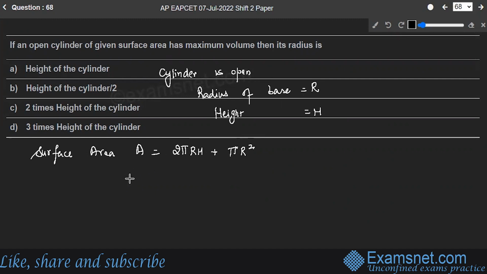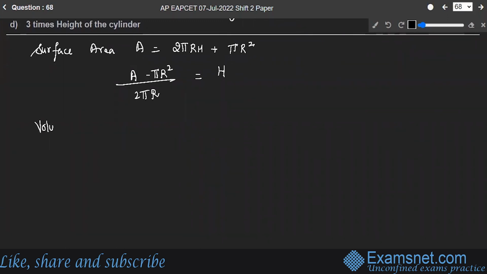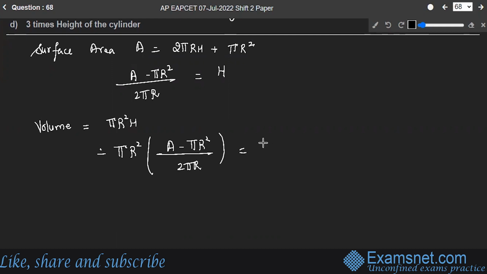So if I'm saying this, A minus pi r square upon 2 pi r is equal to the height. Correct? What is the volume of the cylinder formula? Volume is given by pi r square h. Let's fill in the value of h. So pi r square h is equal to pi r square multiplied by A minus pi r square upon 2 pi r. On solving the whole thing, you will see this r and r get cancelled, pi and pi get cancelled, and you are going to have r by 2 times A minus pi r square.